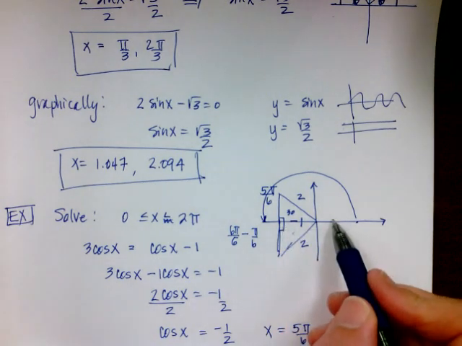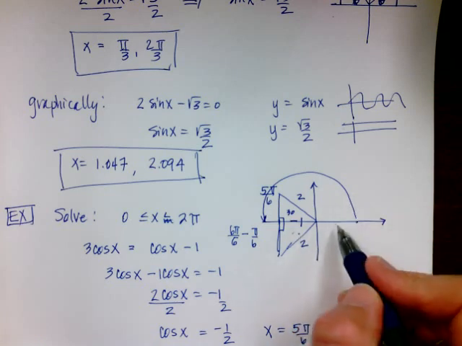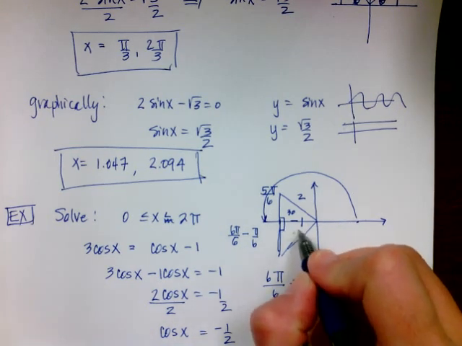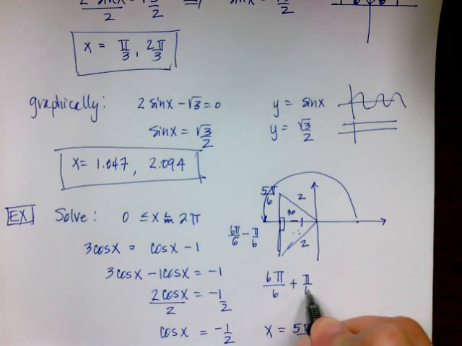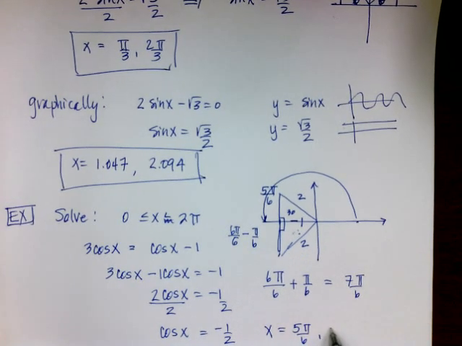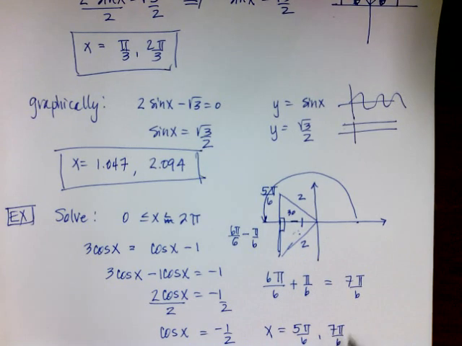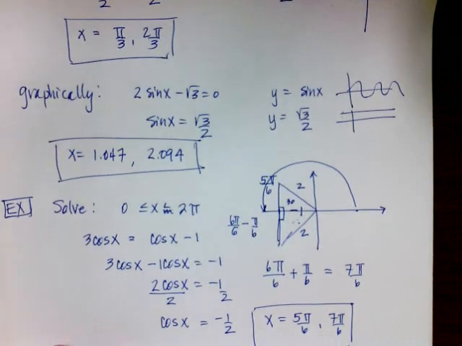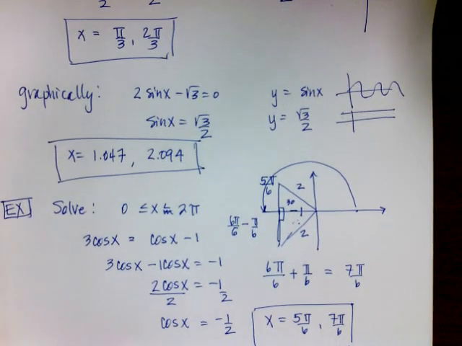And then to get to this angle right here, I go all the way to pi. I know it's a multiple of a 30, so I'm going to multiply pi by 6 over 6. And I'm going to keep going 30 degrees more, so I'm going to add pi over 6. 6 plus 1, I end up with 7 pi over 6. So my second angle by hand is 7 pi over 6. All right, so those would be my solutions doing it by hand.